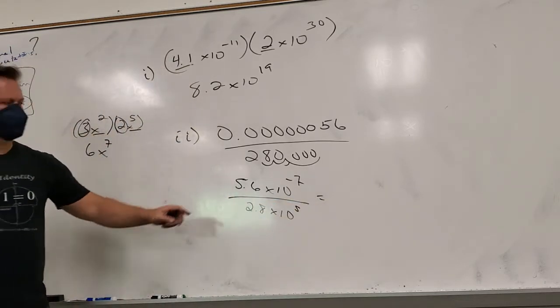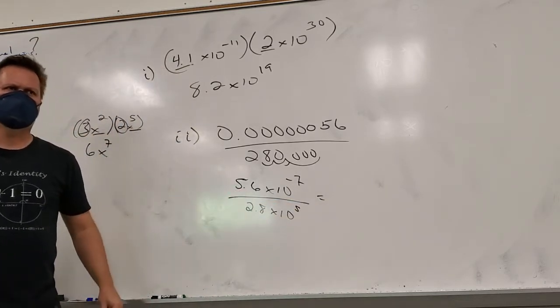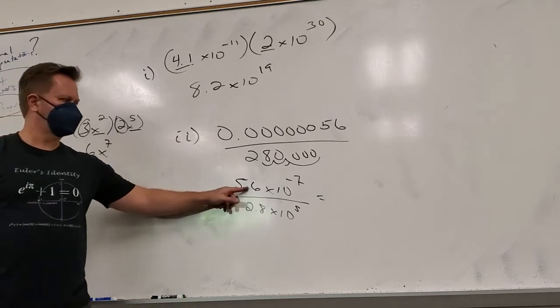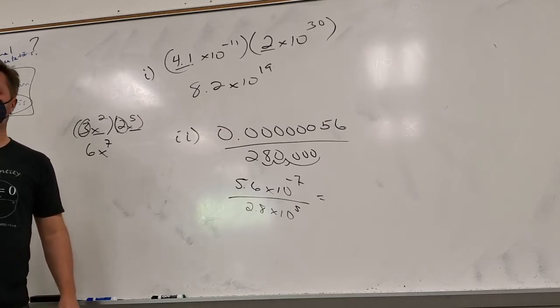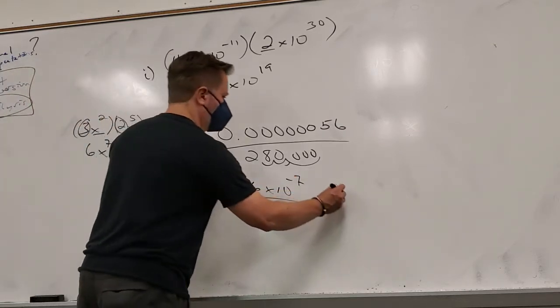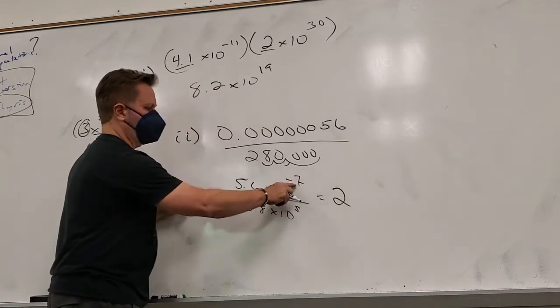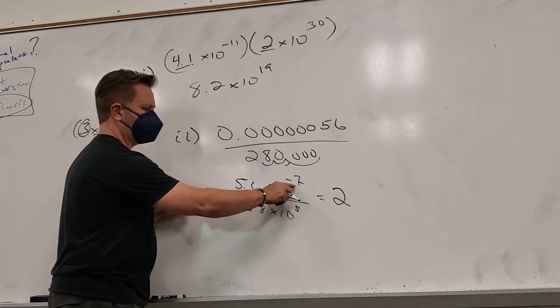Now, can anybody tease out what 5.6 divided by 2.8 is? What's 56 divided by 28? 2. Yes, 2 28s makes 56. So that's 2. And what do you do with the powers here? Subtract. So you get negative 2.